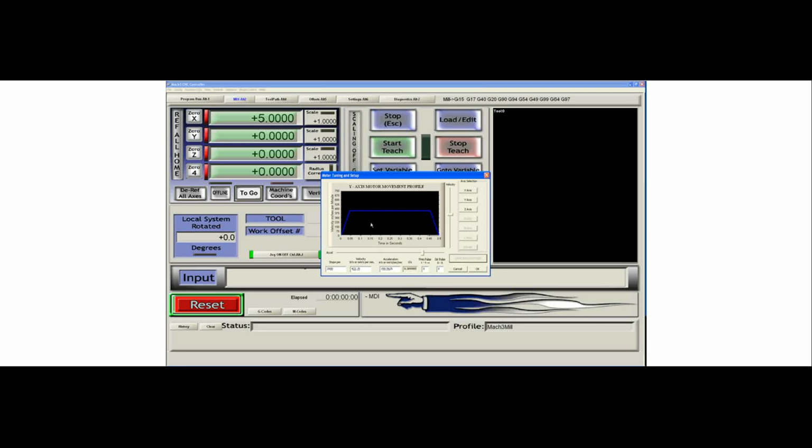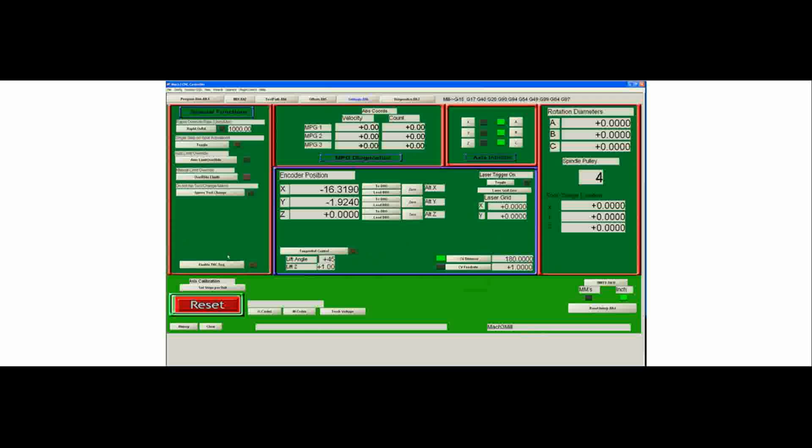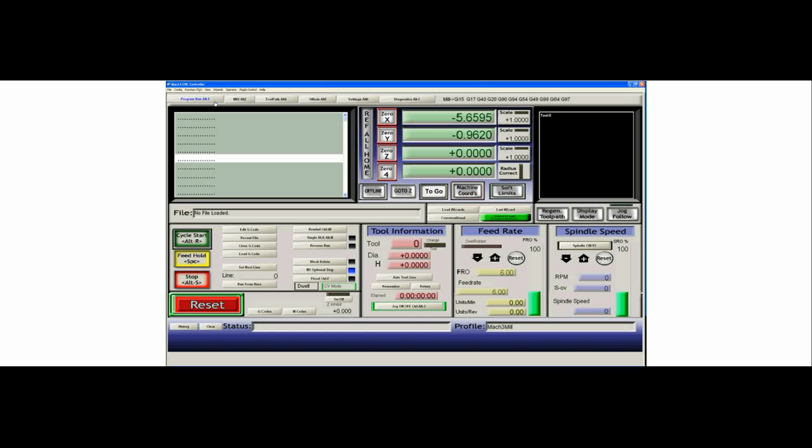So if we assume here that our axis is now moving properly, but we're not sure what to put in steps per, we can just hit OK, go to the Settings tab, and on the Settings tab there is a button down here by the reset which is called Set Steps Per Unit. This will automatically calculate for you how many steps per unit you should use.